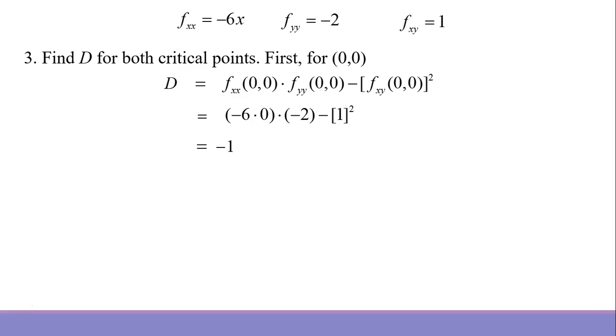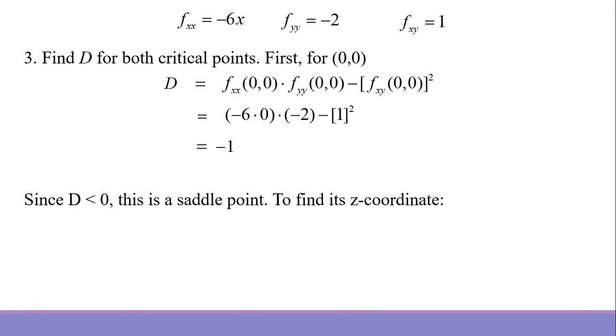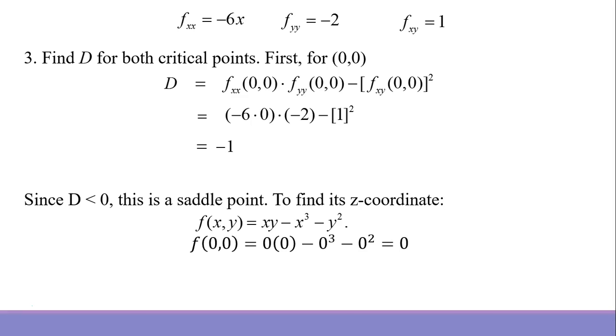Now if d is negative, that means it's less than 0, which means this represents a saddle point. To find its z-coordinate, we still need to substitute our critical values, 0 for x and 0 for y, in our original function. And we get the z-coordinate of 0. So we know there's a saddle point at 0, 0, 0.